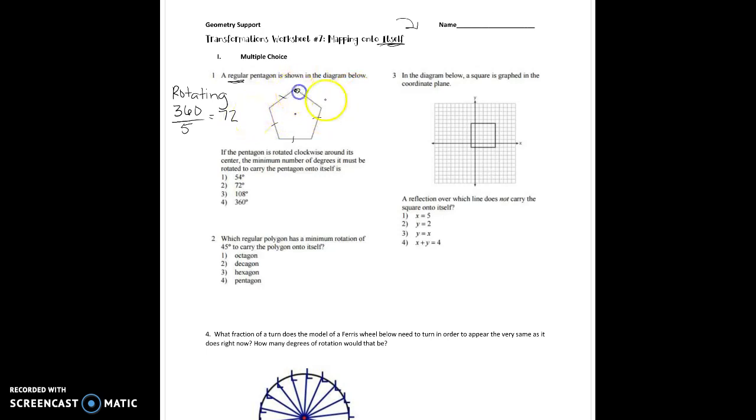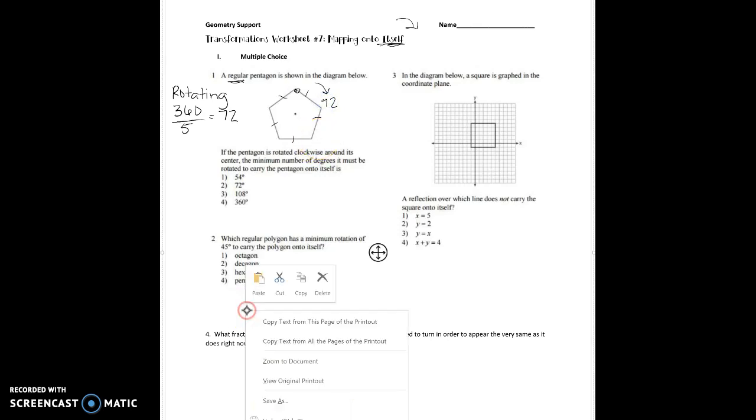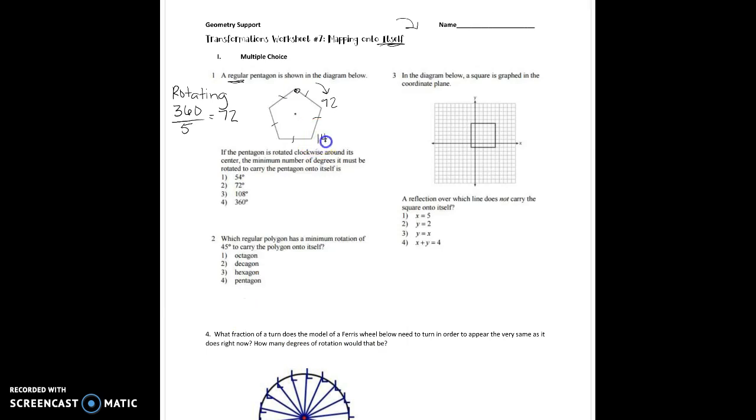So if you think about this as our starting point, and we are rotating it clockwise, so rotating this way, if I rotated it 72 degrees, then it would look the same. And if I rotated it 72 more degrees, which would give us a total of 144 degrees, it would look the same. And if I take 144 and add 72 degrees again, then it gets me to 216. And then 72 again gives me 288. And then a full 360 would obviously keep it looking like it is.